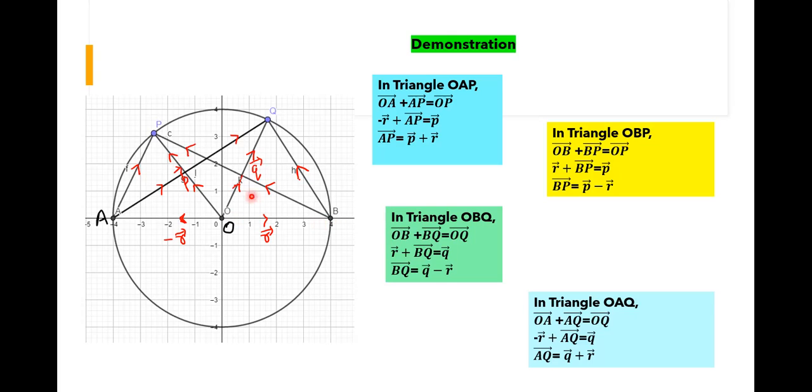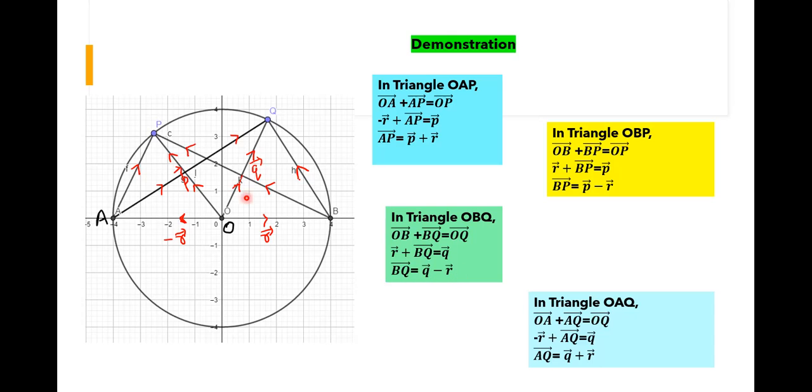Then next coming to triangle OBQ. Here you can see OB plus BQ equal to OQ, using the triangle law of vector addition. So OB vector is R vector plus BQ equal to Q. So BQ vector is Q minus R.